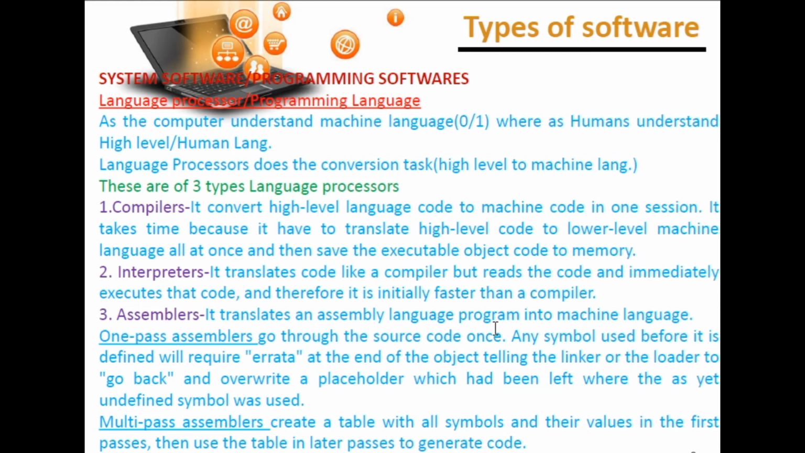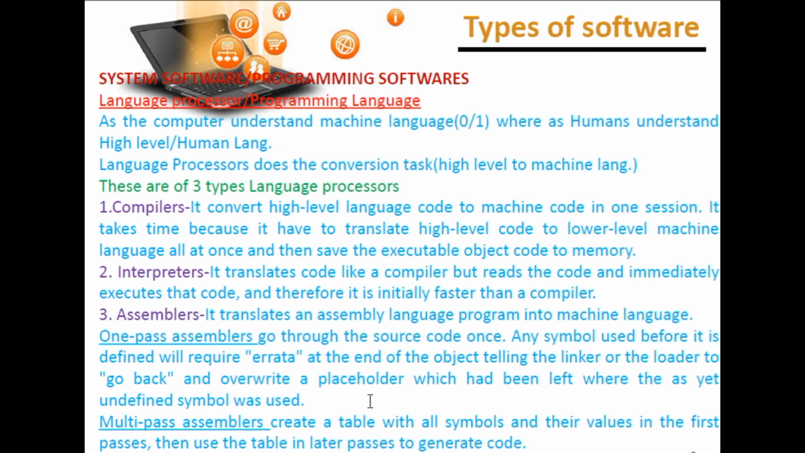While the interpreter translates code like a compiler, it reads the code and immediately executes it, as you have seen in Python, which is an interpreted language. Whenever we type the code, it converts the code immediately. So it is initially faster than a compiler.